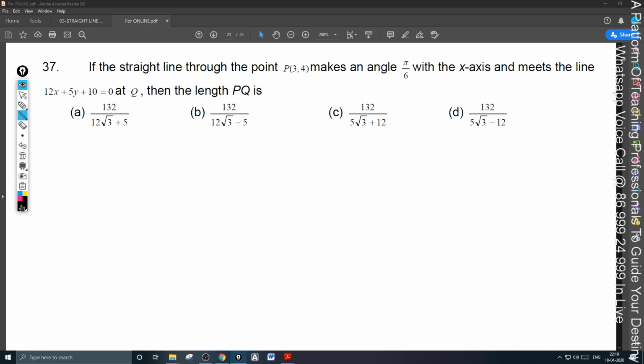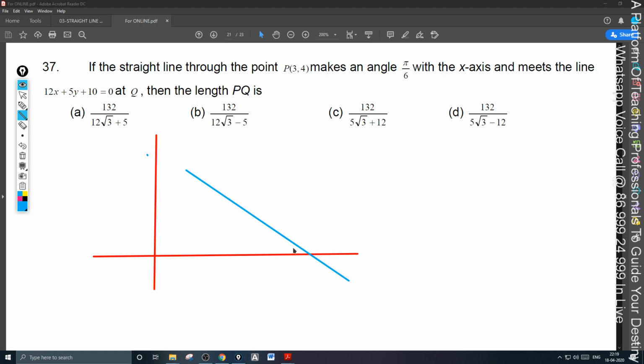See here. Straight line is passing through the point (3, 4). Let me take a line. And it is making an angle, of course. This is not the exact line, but okay, let me change it. Because the inclination is 30 degrees, you know, the line will not be like that. The line will be like this. 30 degrees. And it is passing through the point (3, 4). A is (3, 4). And what is the inclination? It is pi by 6.